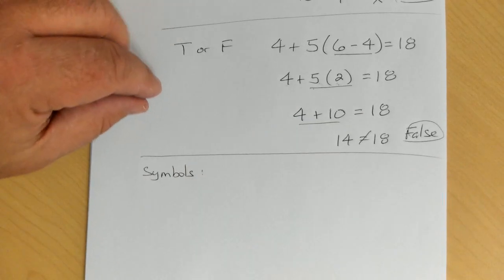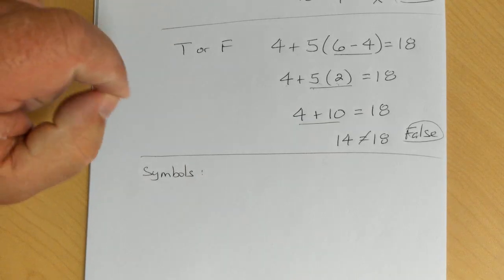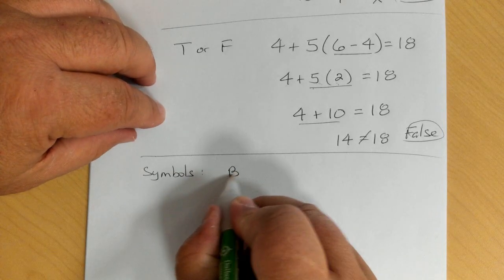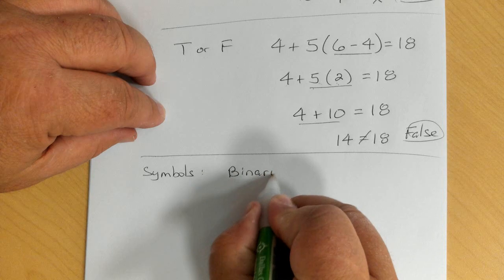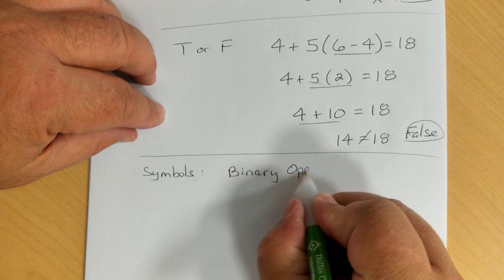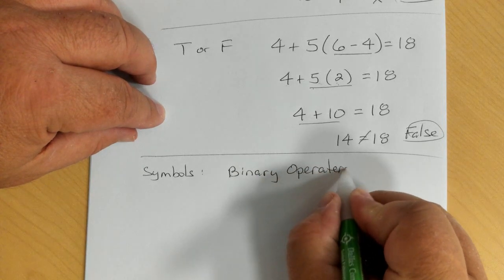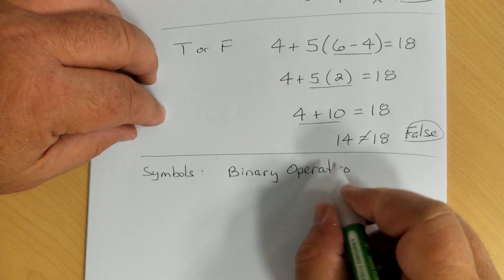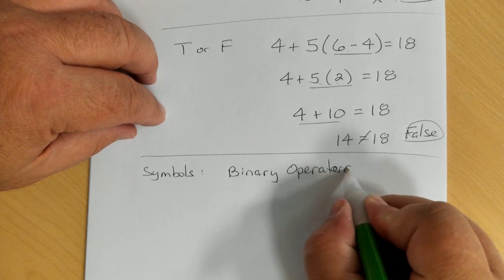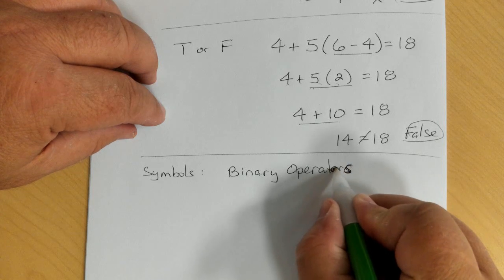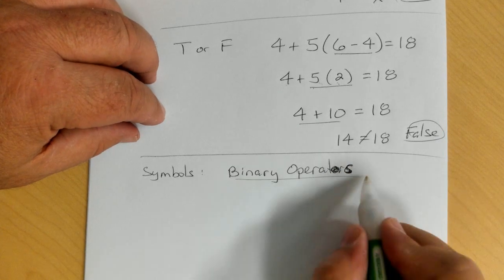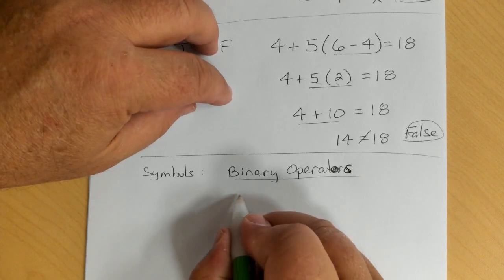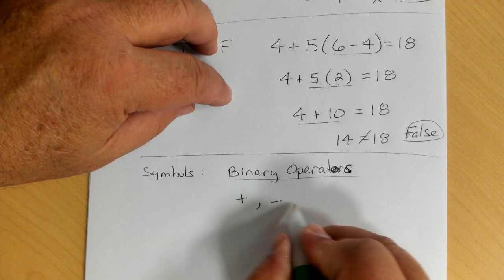Let's talk about symbols real quick. In mathematics, these are called binary operators. It means two numbers, one before, one after. The binary operators are these.